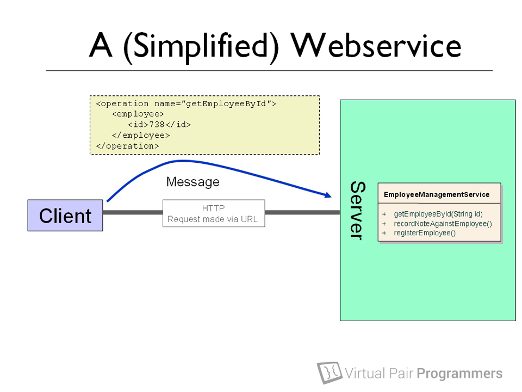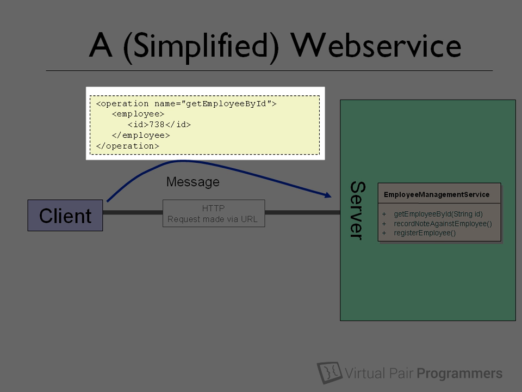Now, the form of this XML document, and I am heavily simplifying here, but the concept of it is that it will look something like this. The message is asking for the operation that we want to be performed, in this case, get employee by ID. And then, embedded in the message is the data that the operation needs, the input parameters. So, for example, here we have an employee with an ID of 738. So this data is going to be sent to the server, and I'm going to call this the message.